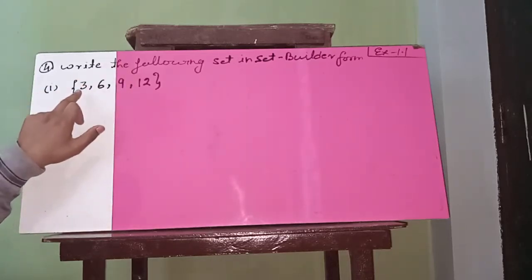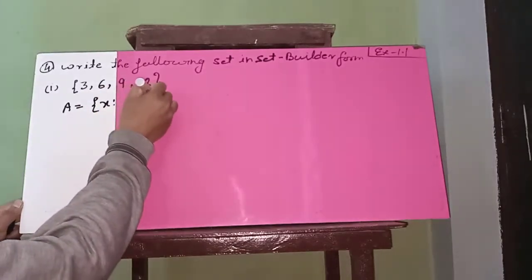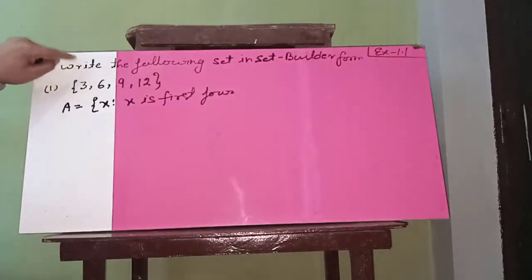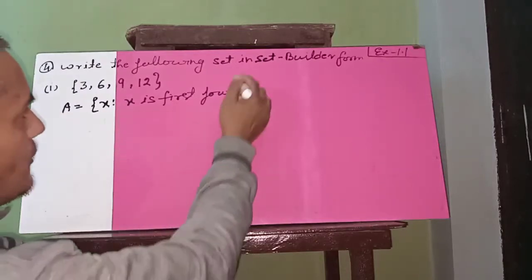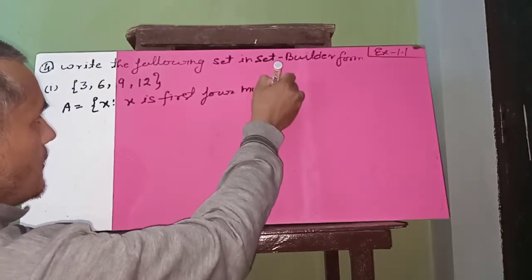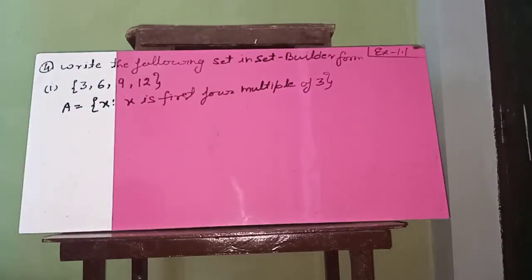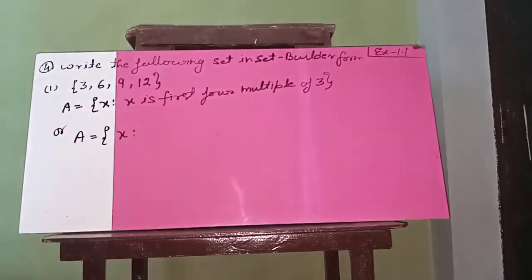It means in this given set, we take x such that x is the first four multiples of 3. Look here, x is the first 4 multiples of 3. 3 times 1 is 3, 3 times 2 is 6, 3 times 3 is 9, 3 times 4 is 12. So x is the first 4 multiples of 3. Clear? Any tough? And in another form you can also write the given set. Look, your set builder form can be written by different students in different ways according to their definitions. And in another form you will take here x such that x equals 3n, x equals 3n.